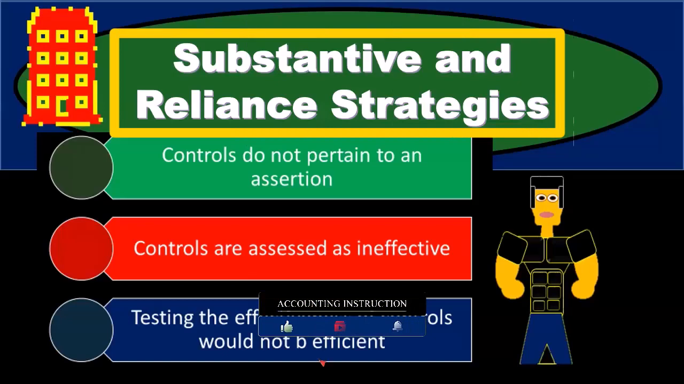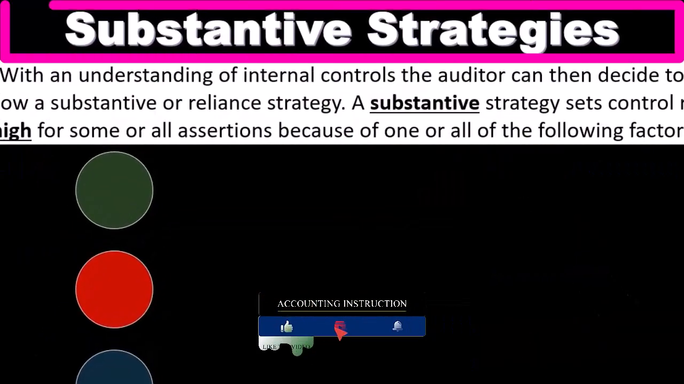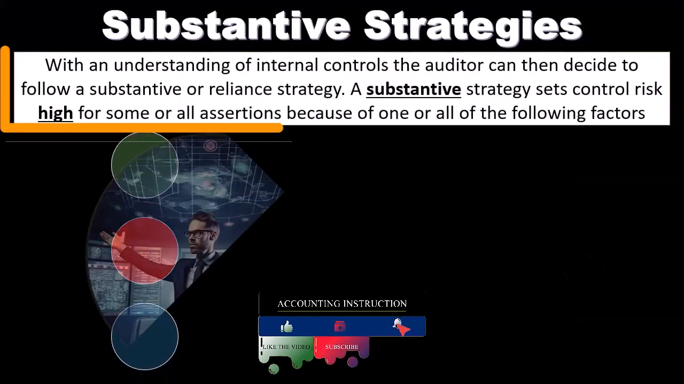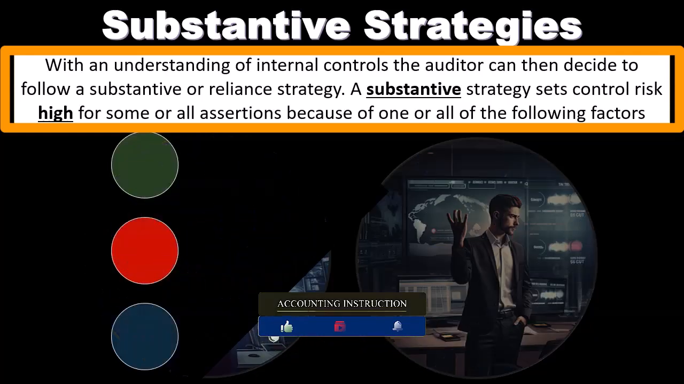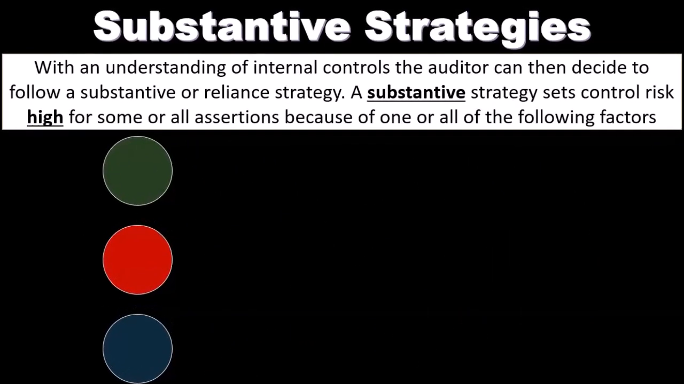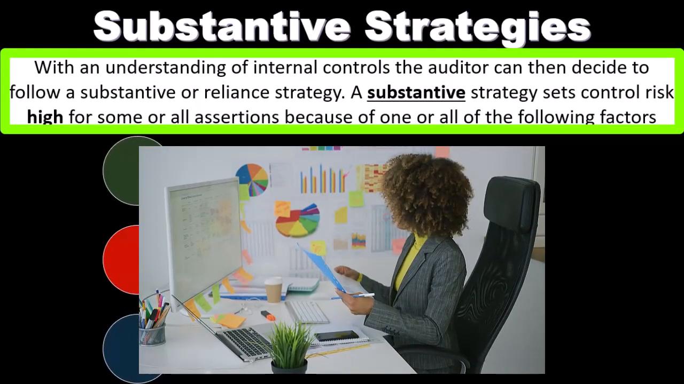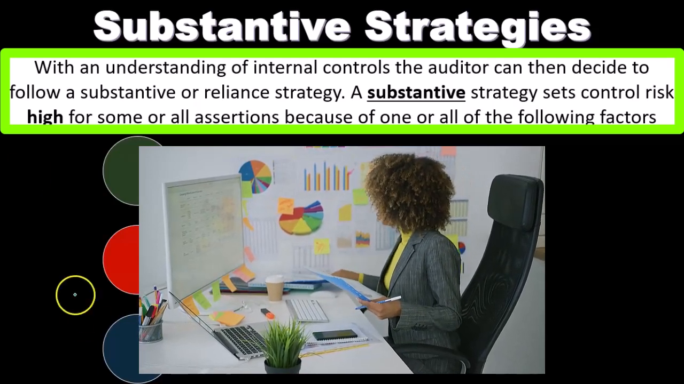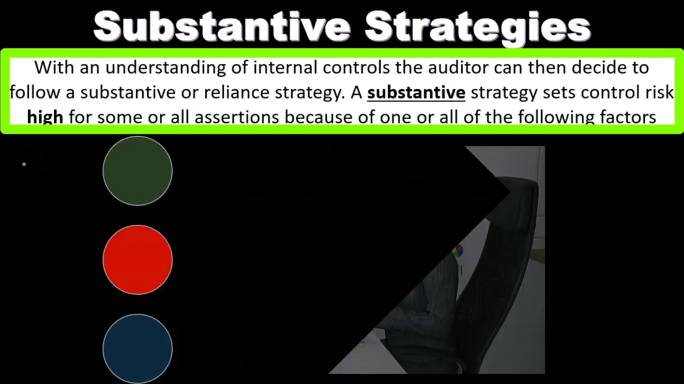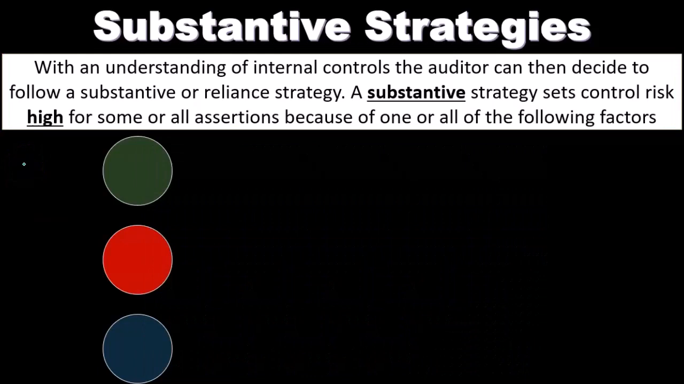Strategy and a reliance strategy. So once we have an understanding of the internal controls, the auditor can then decide on following a substantive strategy or a reliance strategy. So we have an understanding of internal controls, then our question is, what type of strategy are we going to follow? If we're going to follow a substantive strategy, that means that the strategy sets control risks high for some or all assertions because of one or all of the following factors.